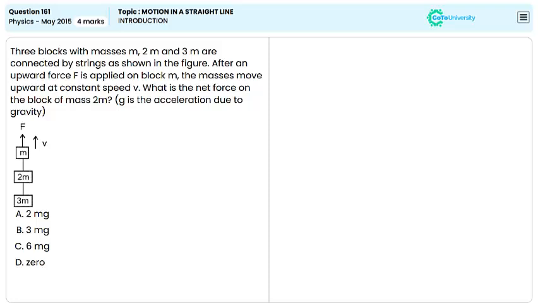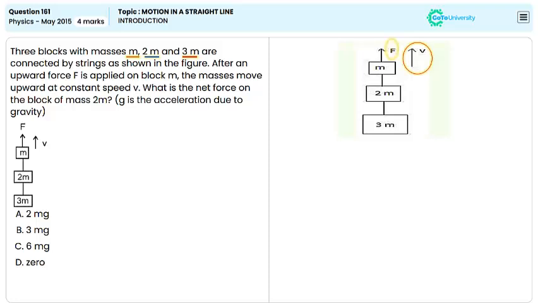In this problem, we have three blocks of masses m, 2m and 3m connected by strings, and the system is moving upward at a constant speed v under an applied force F on the top block, that is, upon mass m. Since the system is moving at a constant speed, there is no net acceleration. Thus, the net force on each block must be zero.